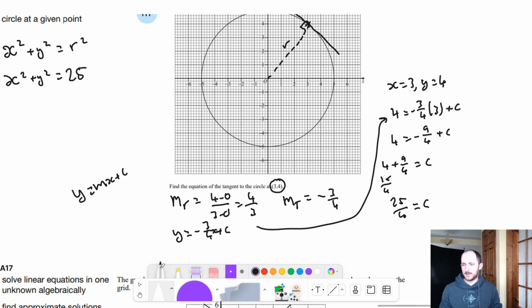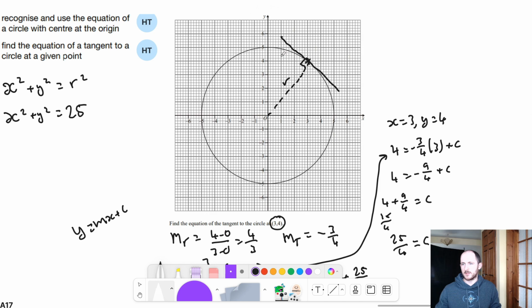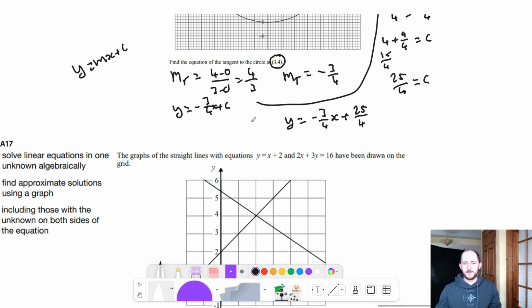So the actual equation of the tangent is y equals minus 3/4 x plus 25 over 4. Which looks about right because it should cross above 5. So I'm happy with that. Cool.